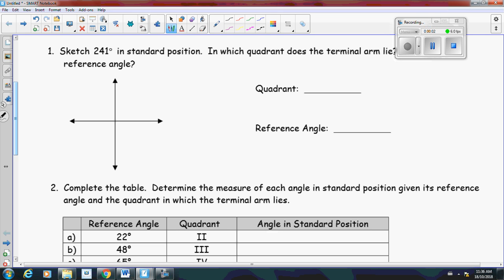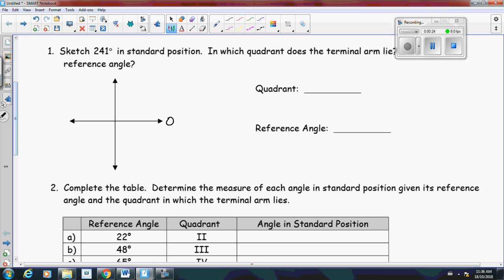Okay, so I'm going to go over this trig review assignment. So remember, this is all stuff from grade 11. It is review. You need to know how to do all of this so that we can get into the harder applications of it in grade 12. So question 1 says, sketch 241 degrees in standard position. In which quadrant does the terminal arm lie, and what is the reference angle?